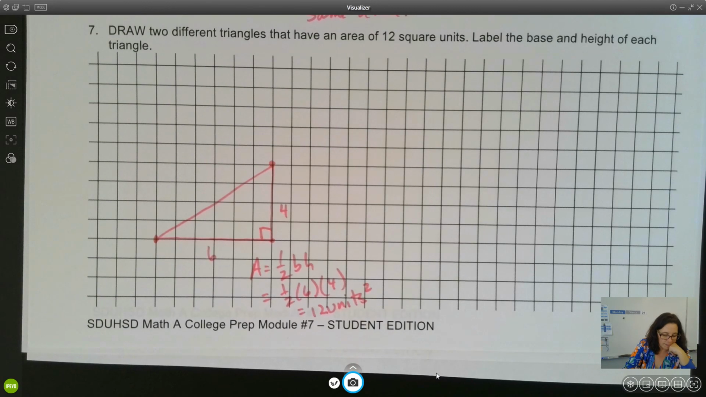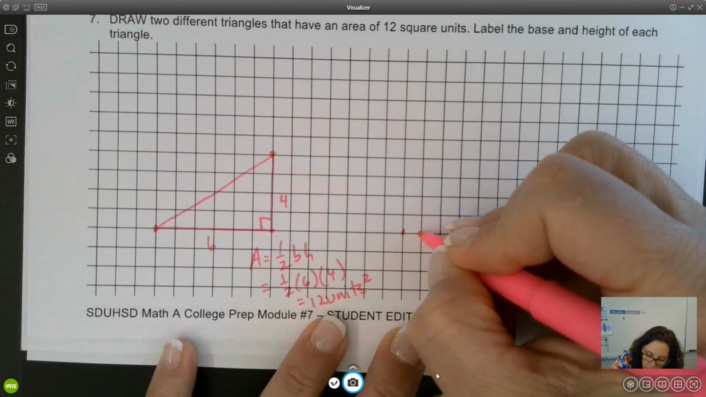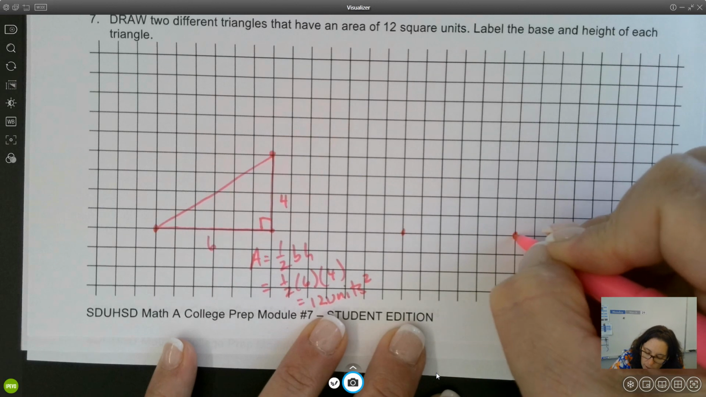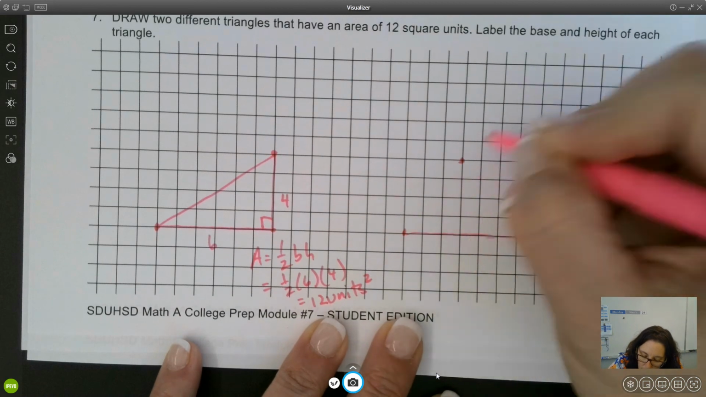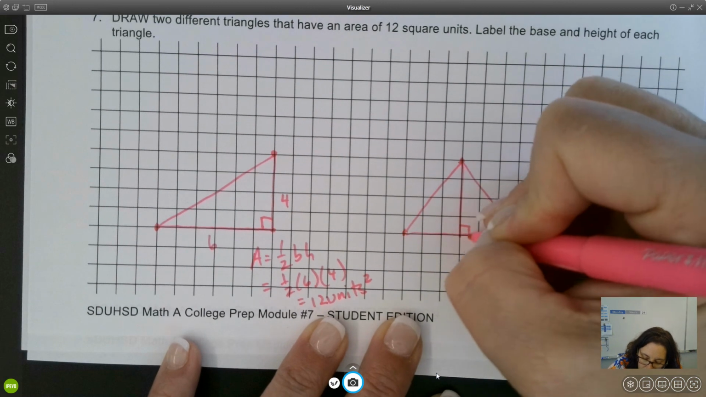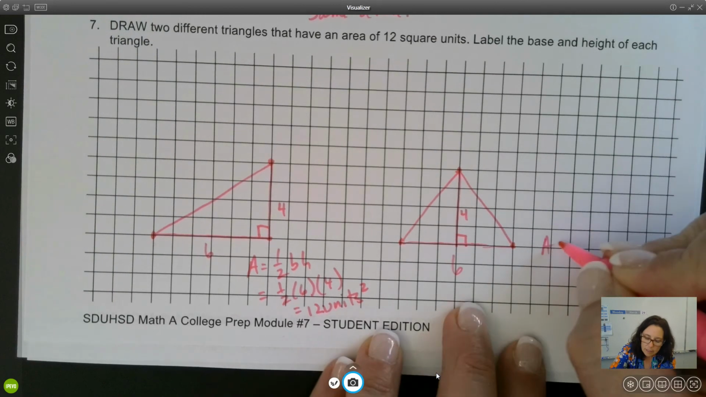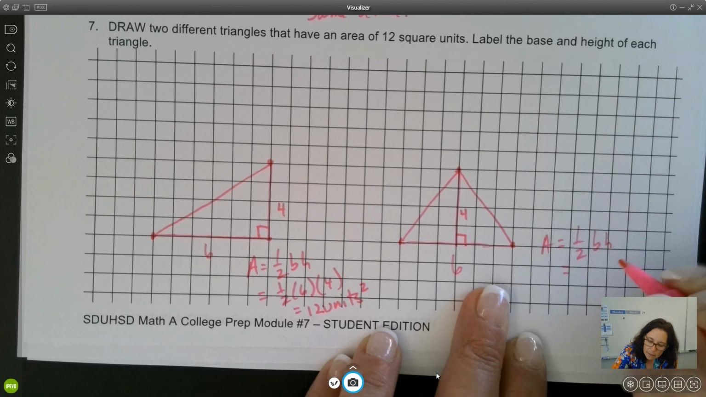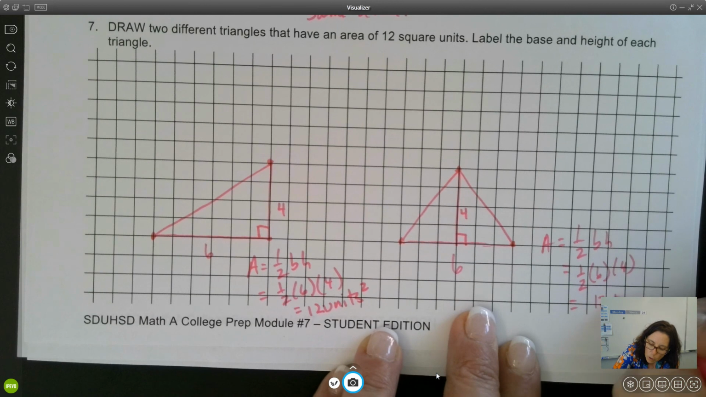Now let's do one that's a 6 by 4, but it's not a right triangle. The area is the same, but the shapes are very different. Okay, I still have my 1/2 base times height, 1/2 6 by 4, which is 12 units squared.